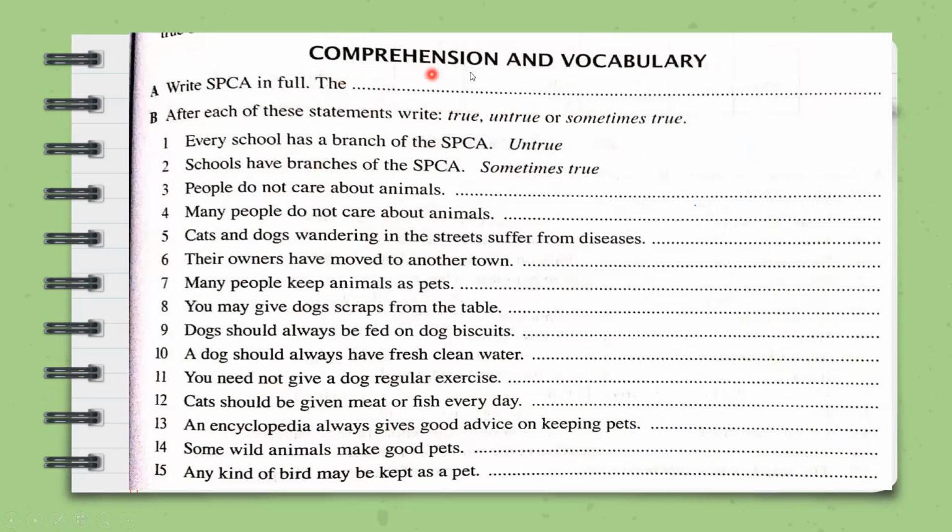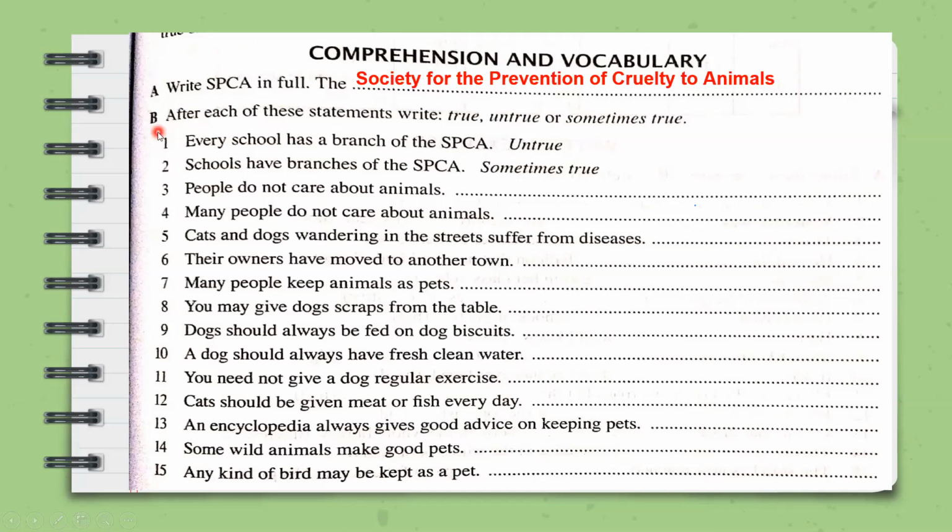Dear students, we have a comprehension and vocabulary on page number 111, exercise A: write SPCA in full. Very easy. You know very well, as I told you, this is the Society for the Prevention of Cruelty to Animals. So we will write over here, dear students, about this. First the word we have. Let's see what we have: the Society for the Prevention of Cruelty to Animals. So this is the full form of the word SPCA.